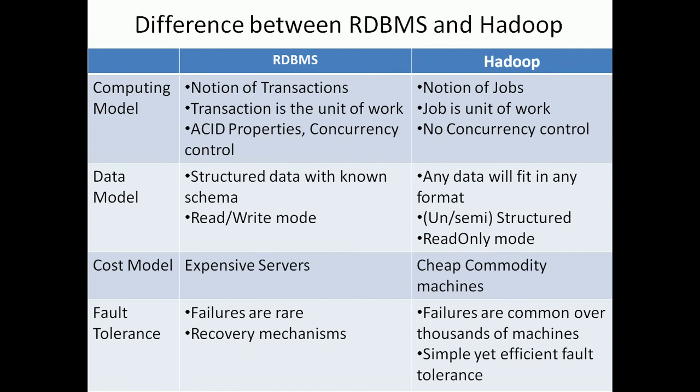So this is about Hadoop. We will see the next section. What are the components of Hadoop? Basically, there are two types of components of Hadoop. One is HDFS, the file system, and MapReduce technology to process the data.